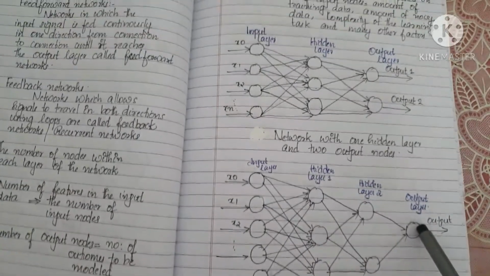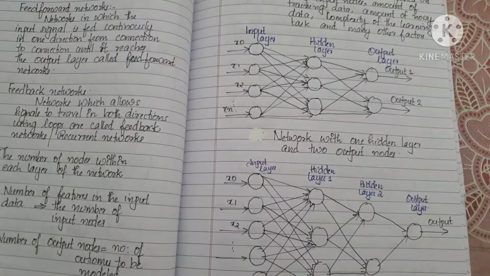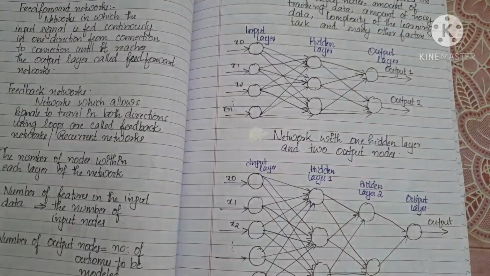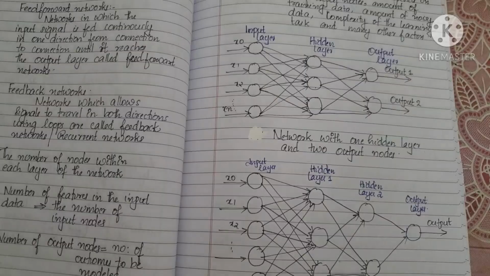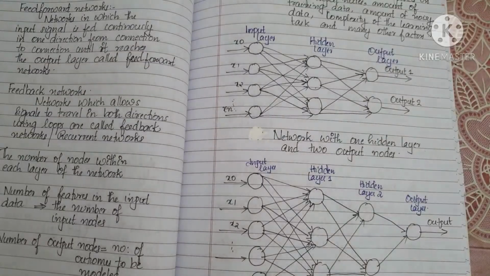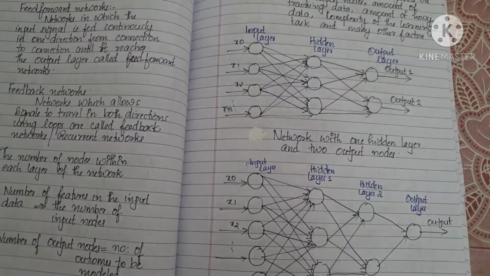When we work with neural networks, we can classify networks into two types: the feed forward network and the feed backward network. We already discussed these topics in the last videos.